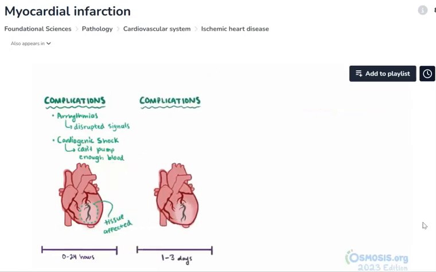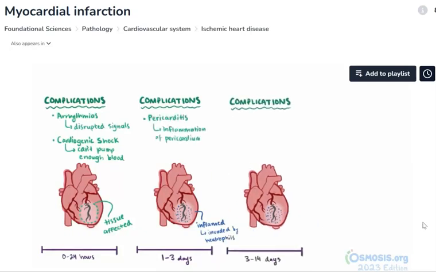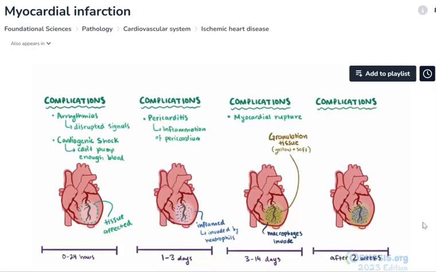In the days following an infarction, the tissue around the infarcted area becomes inflamed and is invaded by neutrophils, which can lead to pericarditis, inflammation of the pericardium. In the next couple weeks, macrophages invade the tissue, and the healing process begins with the formation of granulation tissue, which is new connective tissue that's yellow and soft. At this phase, the tissue is most at risk of myocardial rupture. After 2 weeks to several months, the cardiac tissue scarring process finishes, and the resulting tissue becomes grayish-white in color.